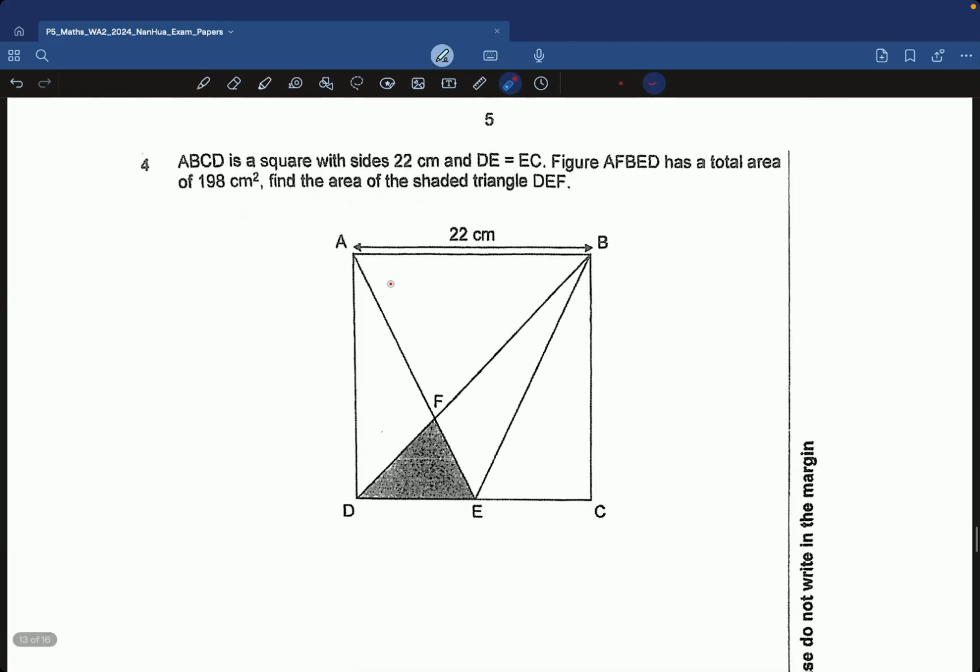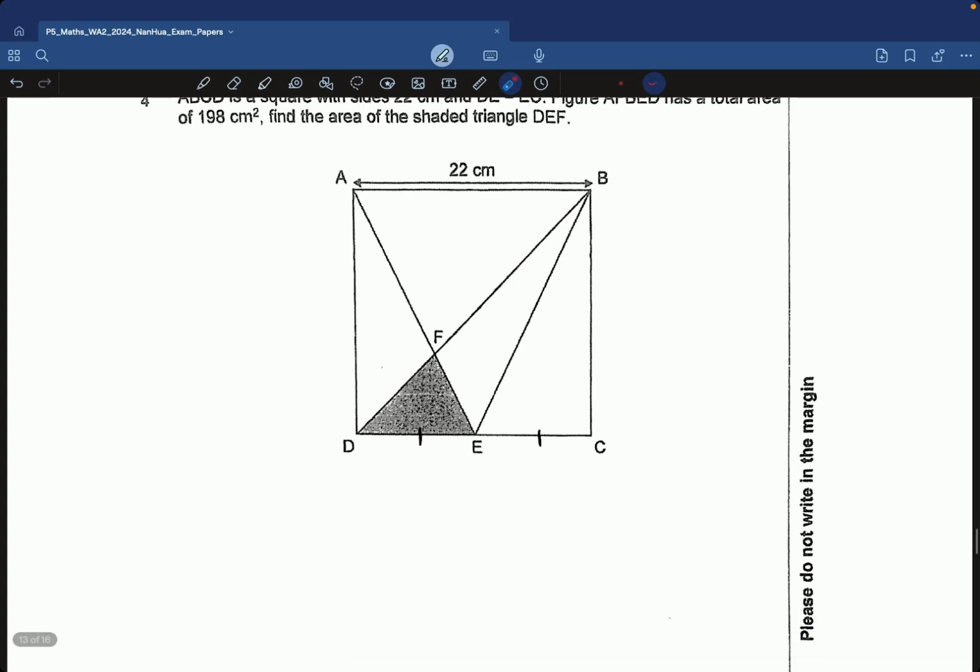All right, the last question. This is a very, very tricky question. So ABCD is a square with sides 22 centimeters, and DE is equal to EC. So I'm going to put here DE is equal to EC. So figure AFBED has a total area of 198 centimeter square. So AFBED has 198 centimeter square as the area. Find the area of the shaded triangle.